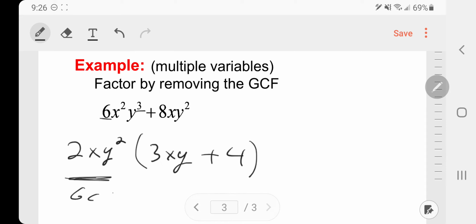There's my greatest common factor. And then what is left over in the parentheses is what it would be multiplied by. Okay, so again, this is pretty much just the reverse of the distributive property. Okay, so that's pretty much all there is to know as far as factoring by a greatest common factor. Again, you're removing the greatest common factor and then writing what's left in your parentheses.